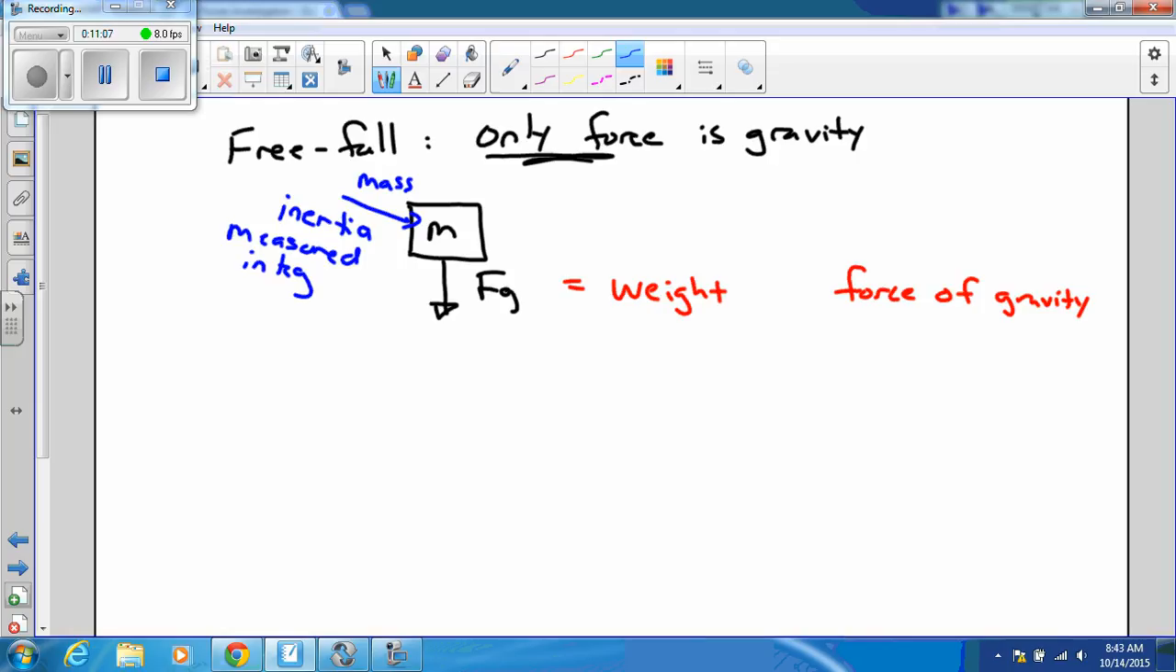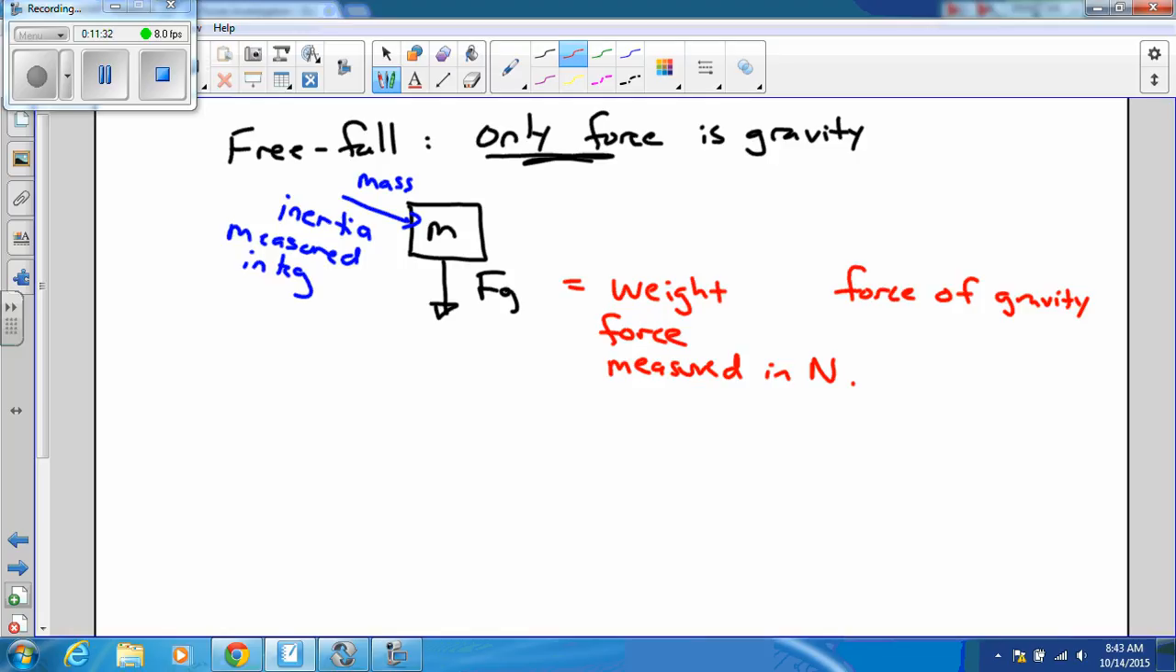But the weight is a force, and it's measured in newtons. These two are very obviously different on this free-body diagram because there's my weight, which is the force pulling straight down, and here's my mass just like that.